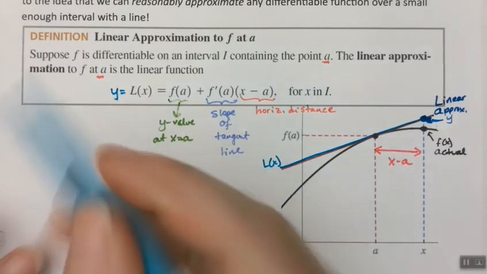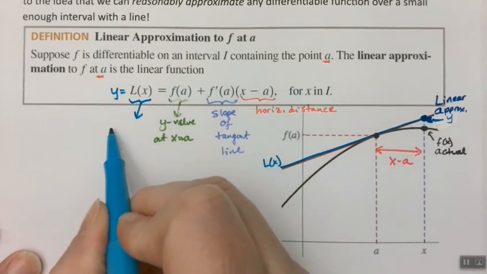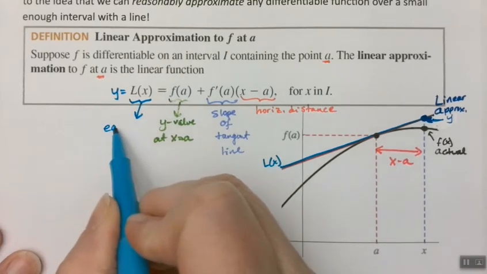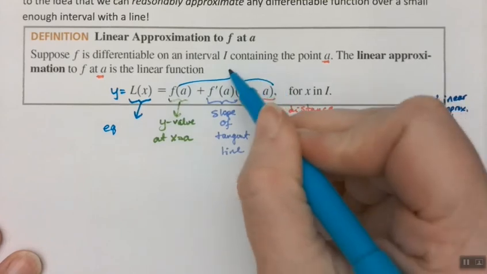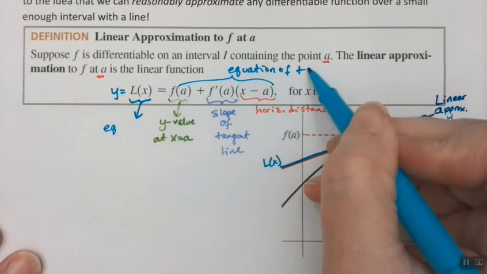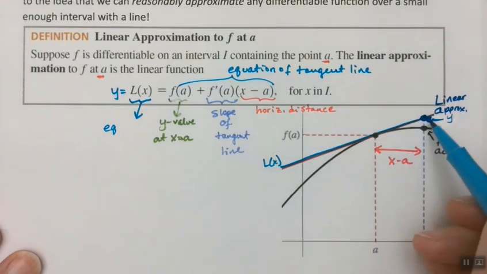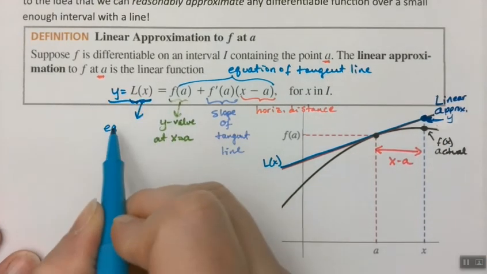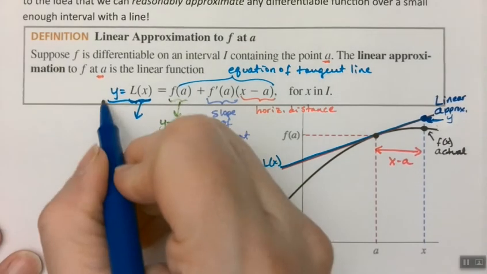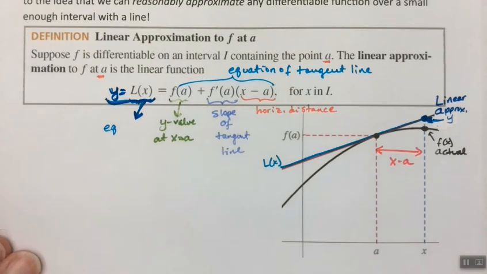And this right here, I should mention really quick, the whole thing is the equation of the tangent line. You're using the equation of the tangent line to come up with a y that is a linear approximation. Let me write that down. Linear approximation.